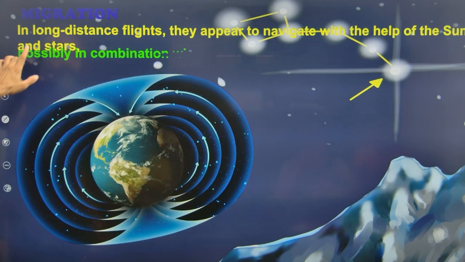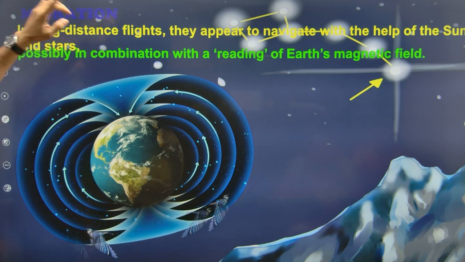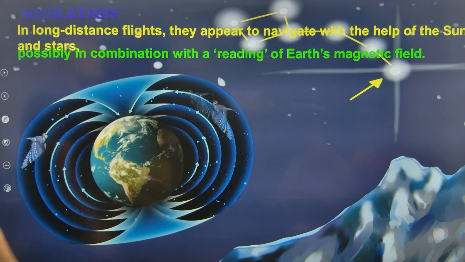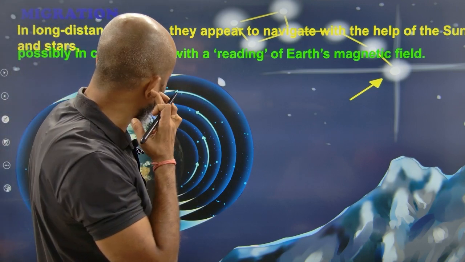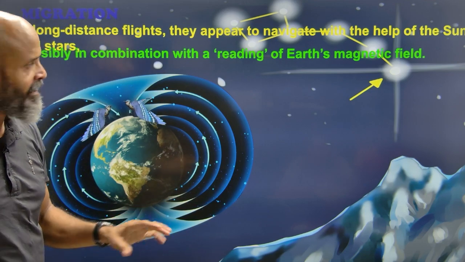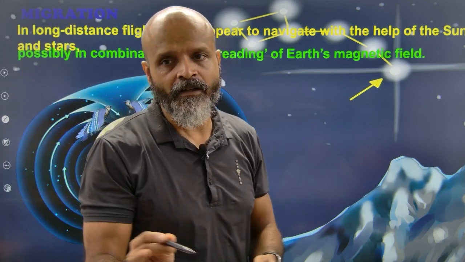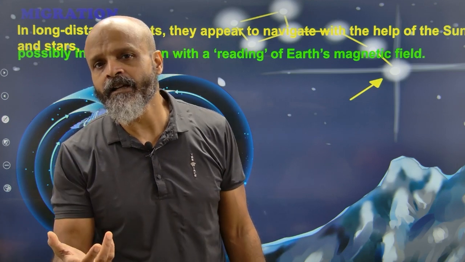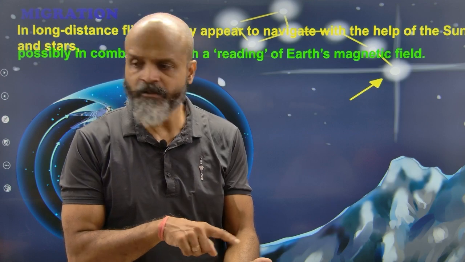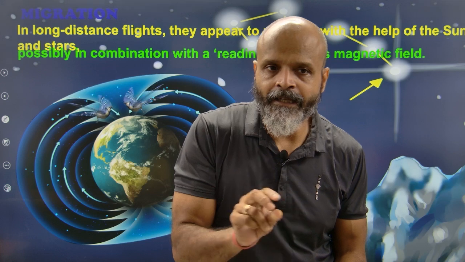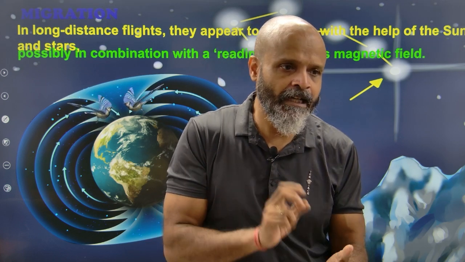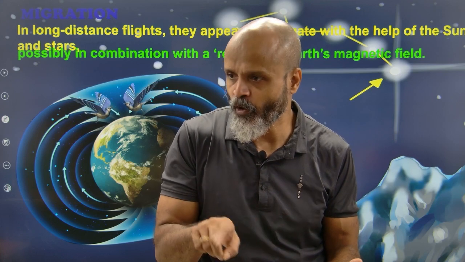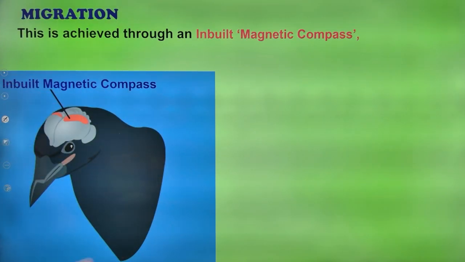Okay, so in long distance flights, and possibly in combination with a reading of Earth's magnetic field. Earth's magnetic field is a complex thing. Earth has a magnetic field, and somehow they are able to sense it. See, in your mobile phone also you will have an app wherein when you are visiting a place, you can point out where is north, south, east, west. This happens because there are magnetic fields inside the Earth's surface, and because of these magnetic fields you are able to locate. Okay, so this is achieved through an inbuilt magnetic compass, as if a magnetic compass is installed.